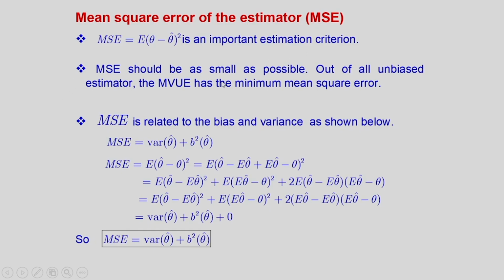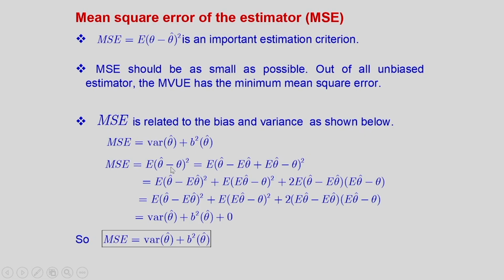MSE should be as small as possible. Out of all unbiased estimators, the MVUE has the minimum mean square error. So in the case of unbiased estimators, MVUE will have the least MSE. Now, MSE is related to bias and variance as shown below. MSE is equal to variance of theta hat plus bias of theta hat square. This we can prove easily.